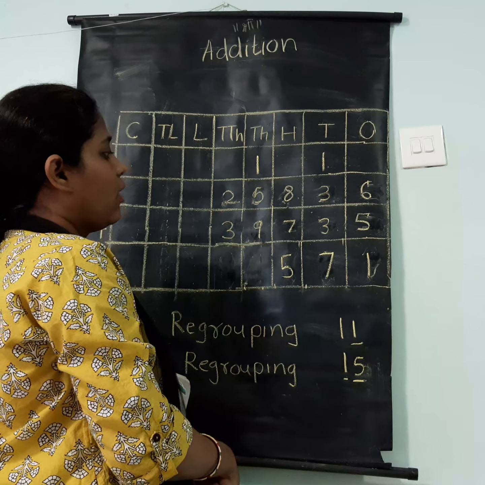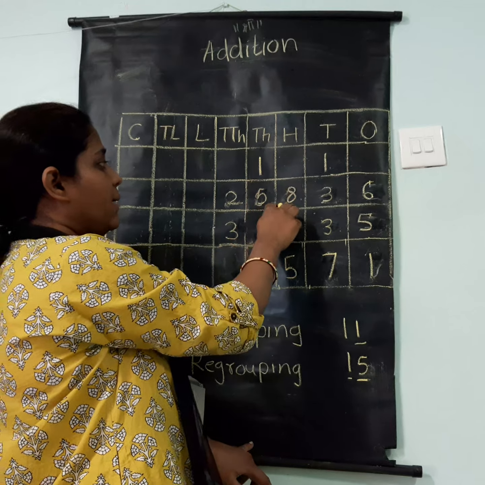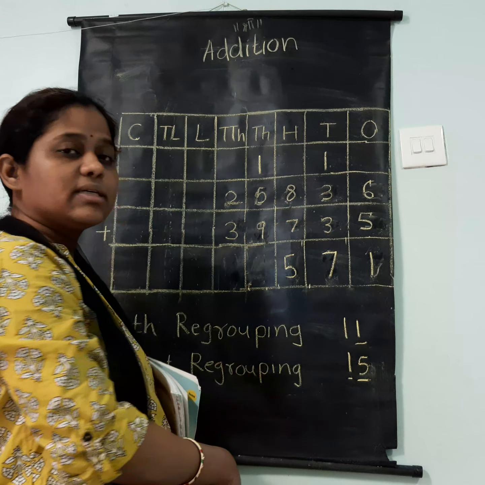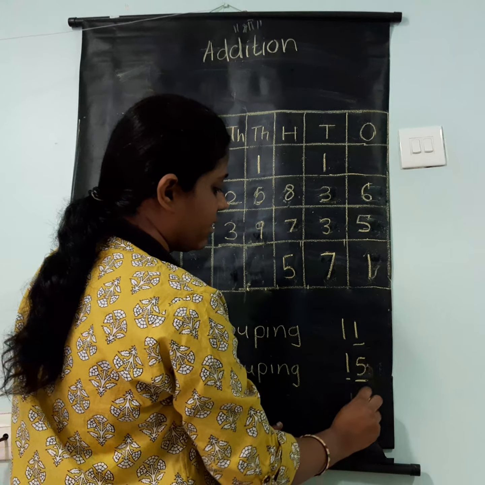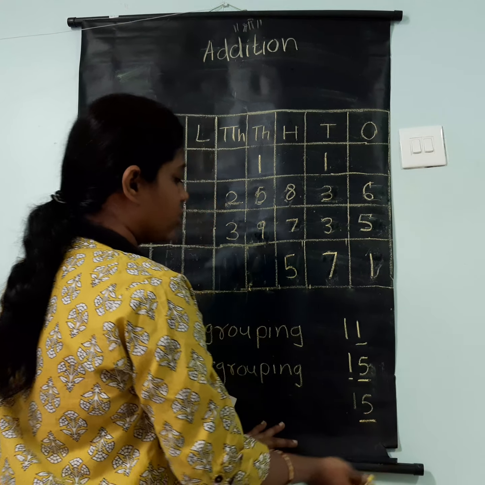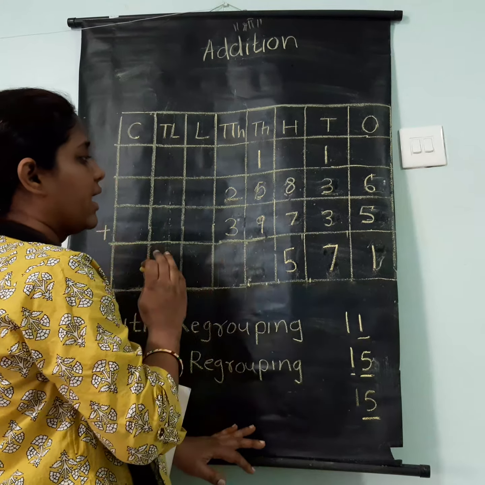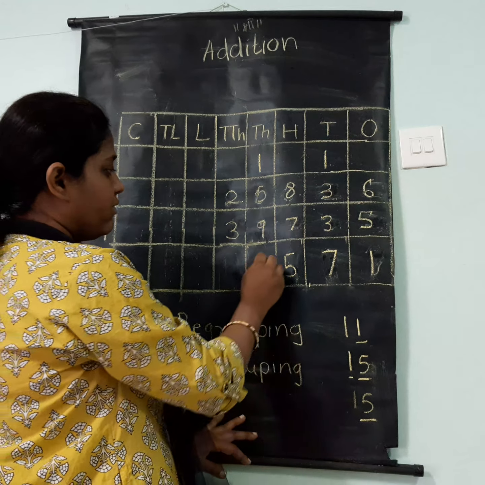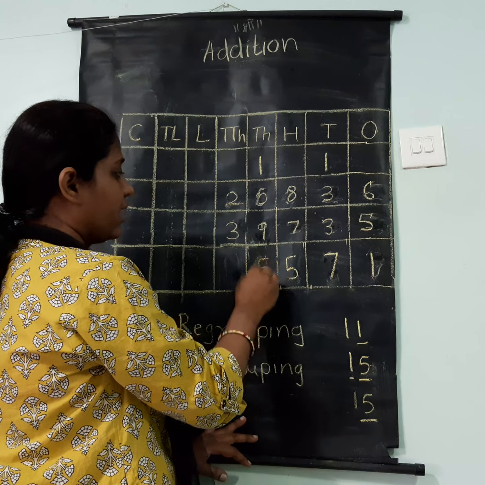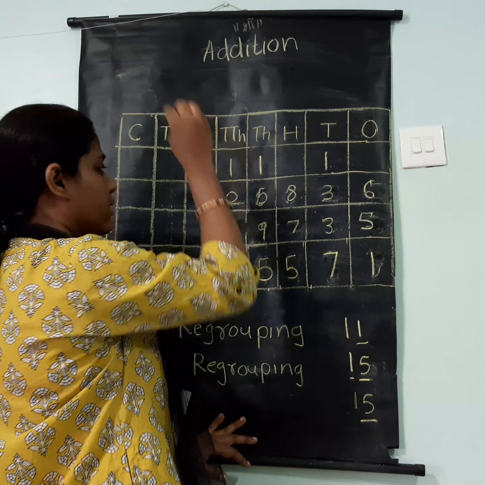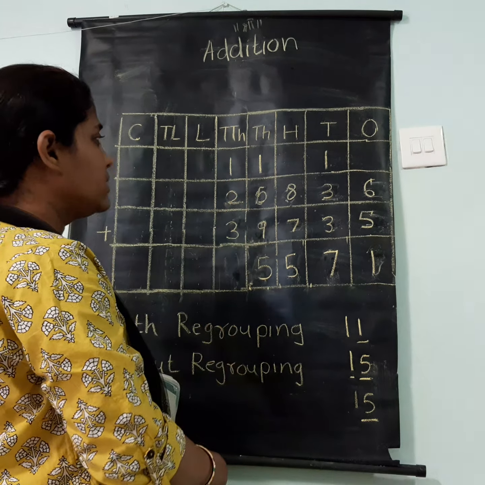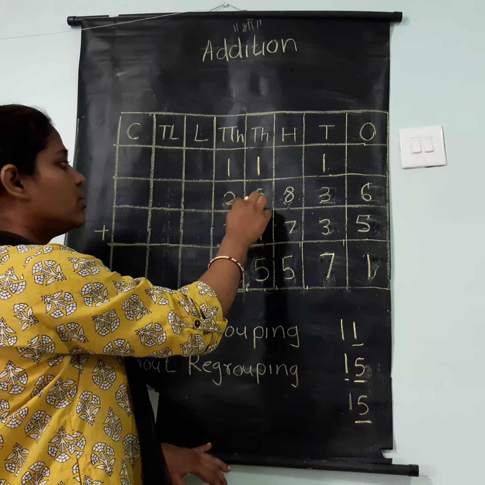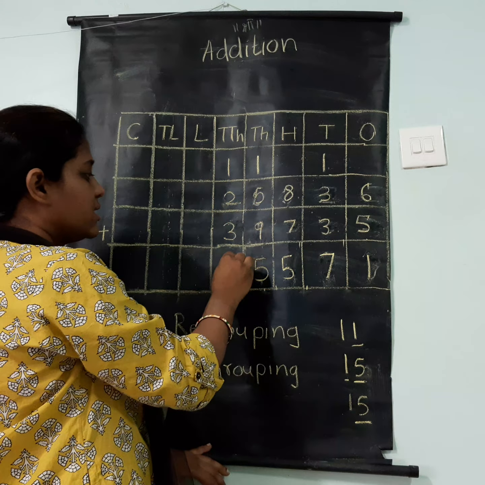Got it? Now 1 plus 5 plus 9, what is the answer? 15, right? Same procedure I will follow till I get carry. Now 5 I will write over here and I will carry 1 over here. Now my answer for this 10,000's place, 1 plus 2 plus 3, that is 6.